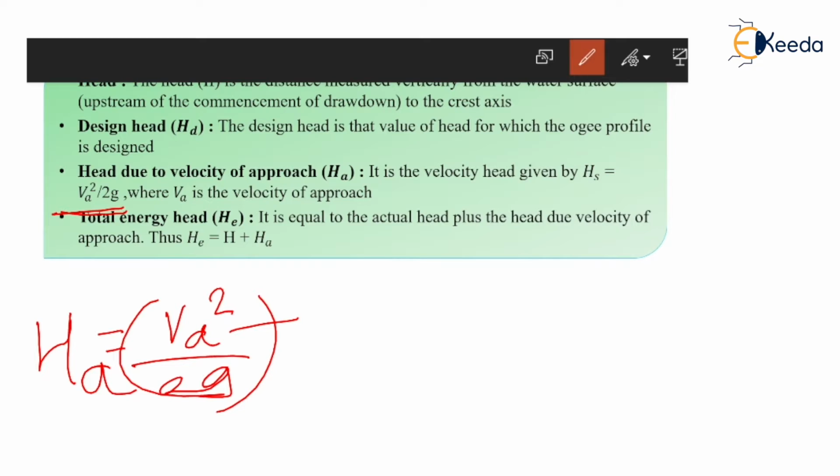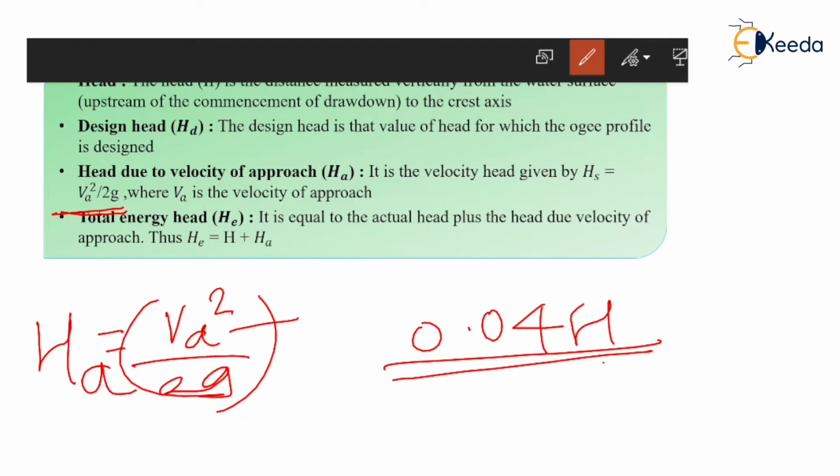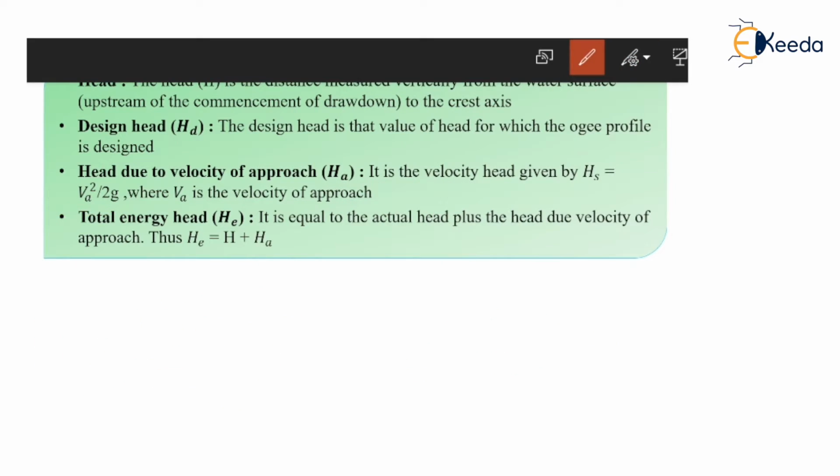And when it is to be considered in the high overflow: if the value is less than 0.04 into H, then we neglect the head due to the velocity of approach. But if this value becomes greater than 0.04 H, then definitely we have to consider the head due to the velocity of approach.